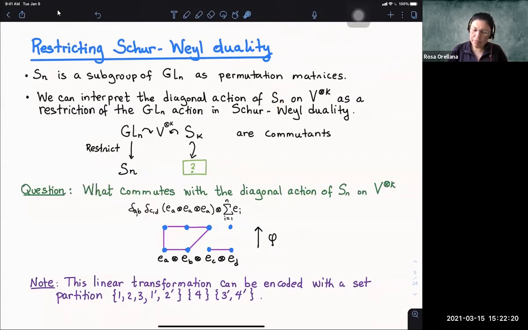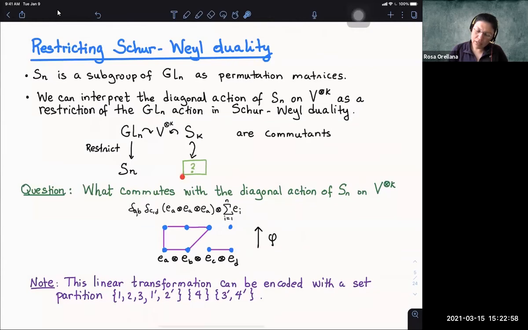So here is the picture. I have GLn acting diagonally on V tensor k, and I also have Sk acting by permuting the factors. Remember, these actions commute, so we think of these two as being commutants of each other. Then I restrict, and now this one is Sn. The question is, what goes here? When I restrict, what will commute with this action?